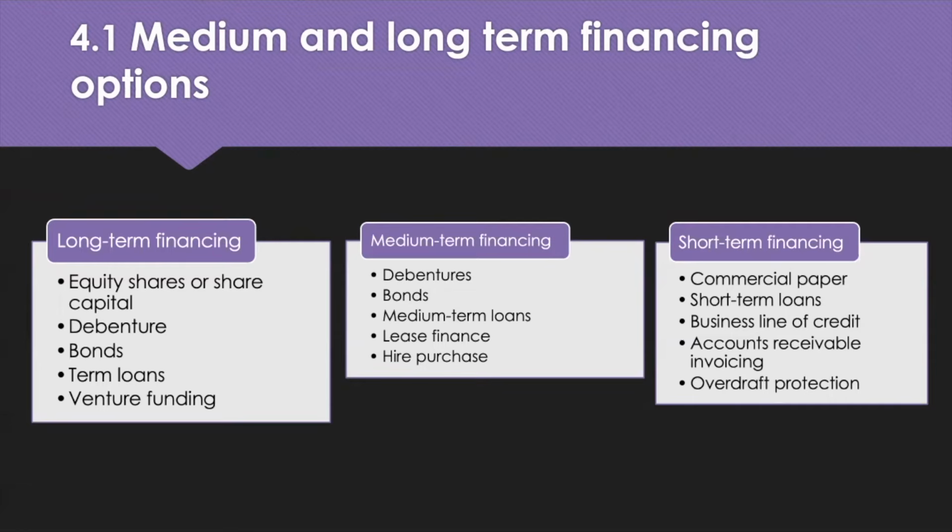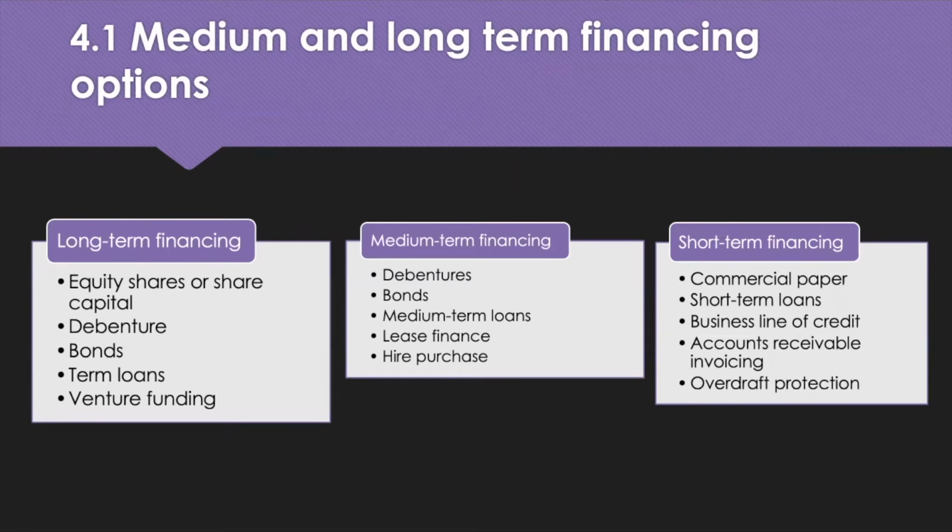Short-term loans are typically given by a bank, two main types again, unsecured and secured. One's secured against some collateral and the other one isn't. You can have business lines of credit, which is where a business is given an amount of credit to pay their bills over a given time.